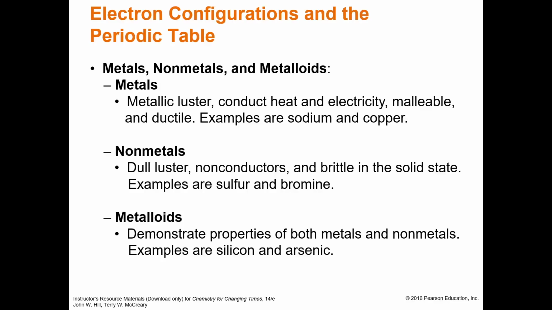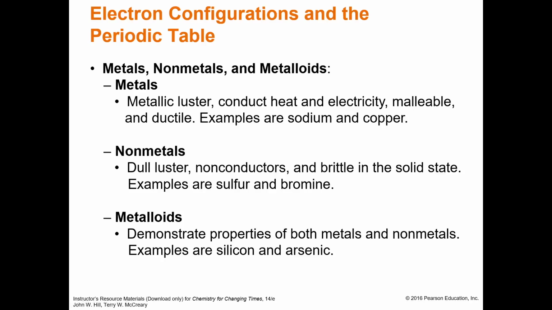Some examples of nonmetals are sulfur and bromine. Many of you may have actually seen sulfur before. It's like a yellow powder substance. Most of you probably haven't seen bromine before, though it's a very pretty orange color.